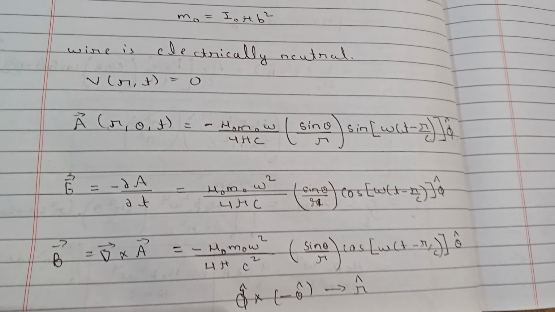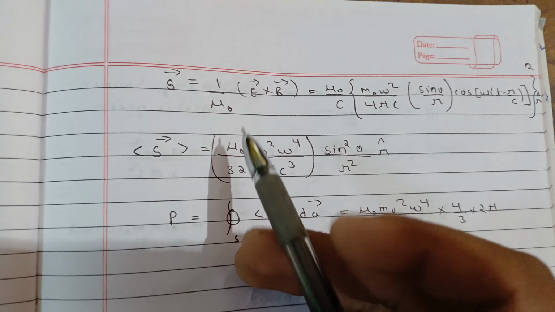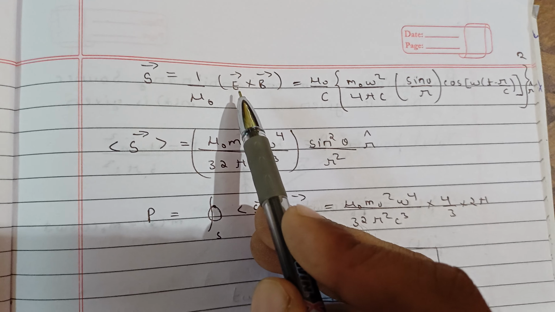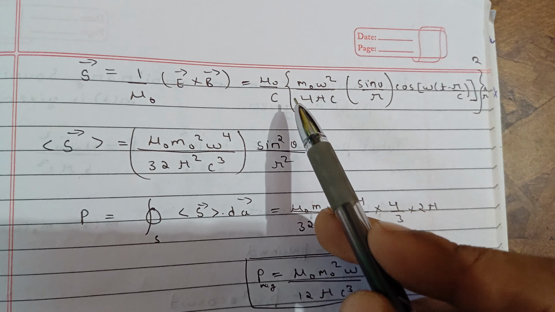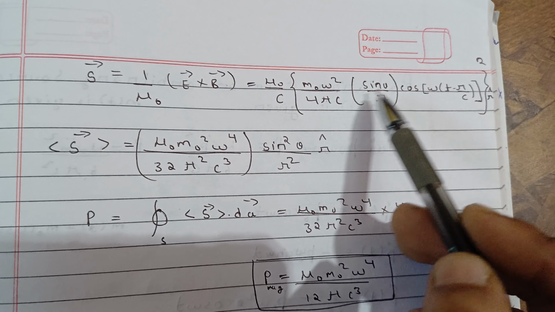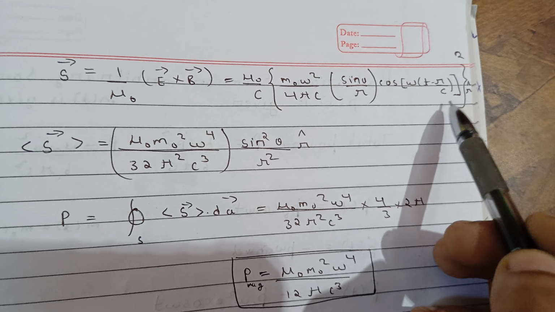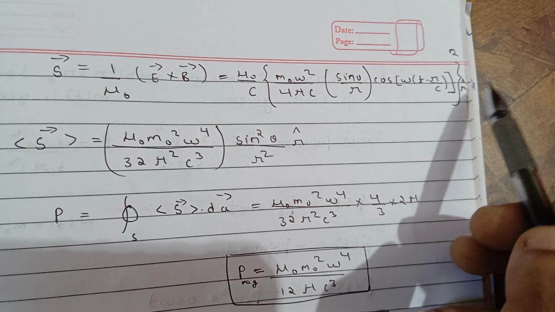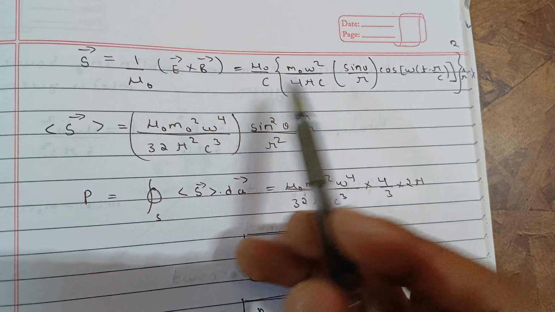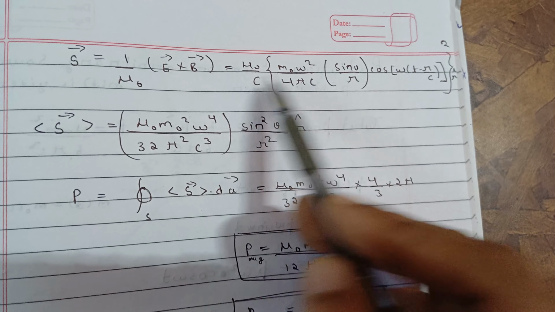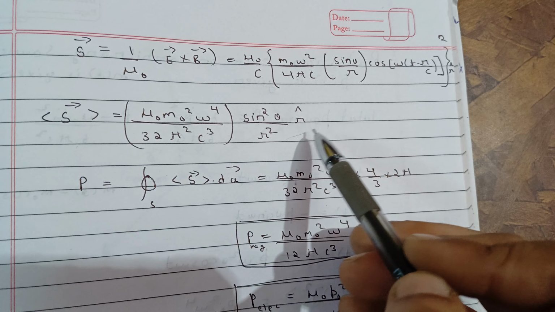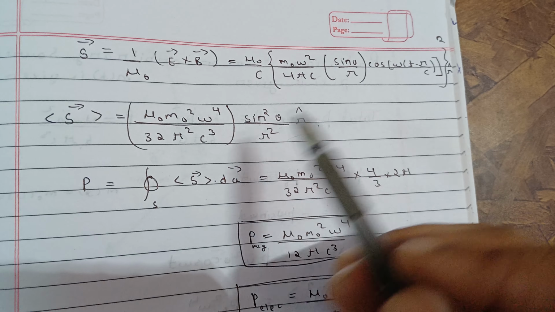Now let's find the power transmitted also. The power transmitted is 1 upon mu naught E cross B. Just take the cross product and it will give you this expression: mu naught by c, m naught omega square by 4 pi c, sin theta by r, cos of omega t minus r by c, and this complete square, with direction r cap. The average of cos square will give you 1 upon 2 and everything else remains the same, so this will be your average power transmitted per unit area.